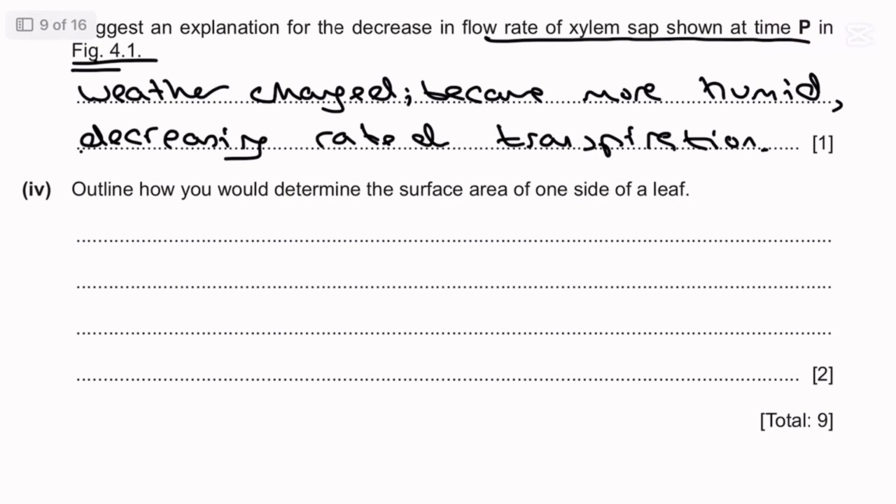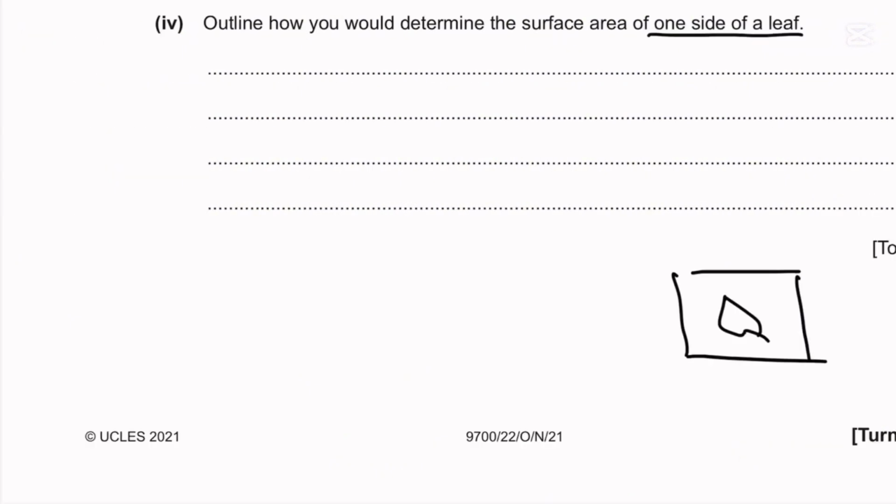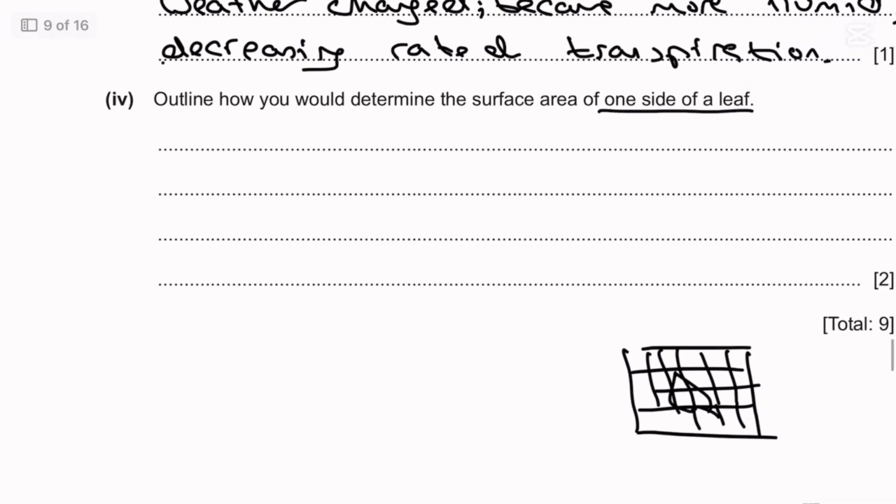Okay, this brings me on to 4: outline how you would determine the surface area of one side of a leaf. I would use a grid. Place the leaf on a grid, and this grid should have squares on it, so an equally divided area of squares. And then I would count the number of squares that this leaf would fill up overall, and then I would multiply it by the area of a single square. Obviously, if the square was already 1 centimeter squared, then I would not have to multiply by the area of the square. Okay, so place the leaf on a grid which was divided into squares.